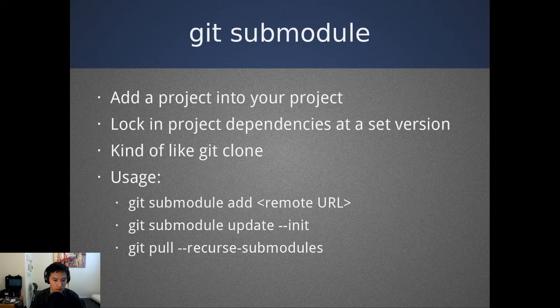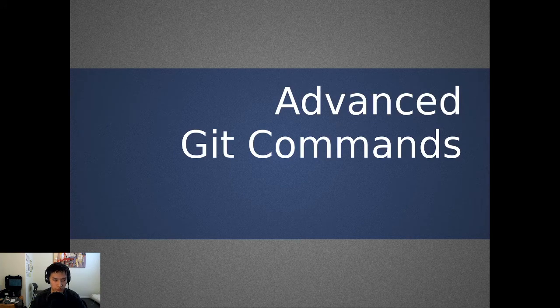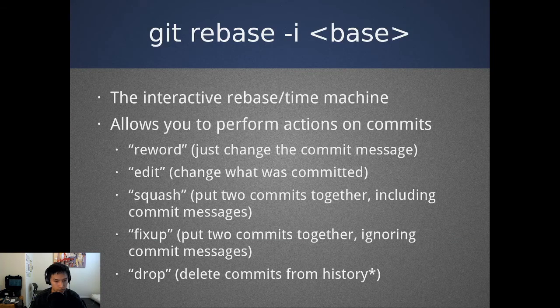Okay. Moving on to what I would consider the advanced or less frequently used commands. So, first one is the interactive rebase. This kind of is the time machine I was alluding to earlier, where you can go back and rewrite history. The way I was taught was you need to do git rebase -i for interactive, and then you want to pick a commit to base how far back you want to go.